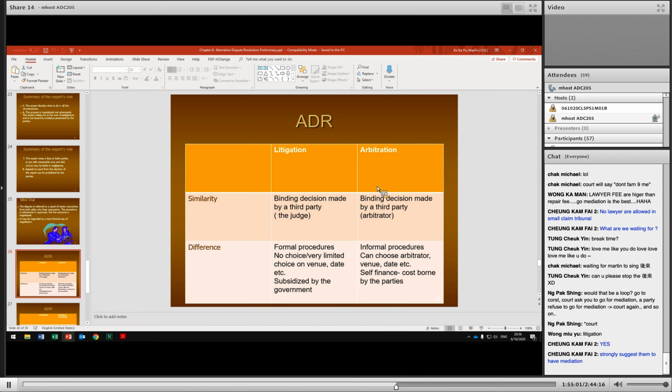both litigation and arbitration involve a binding decision made by a third party. In litigation, the decision is made by the judge. Okay? In arbitration, the decision is made by the arbitrator. So don't think that the arbitrator is only making suggestions. Right? He's not only making suggestions. He's not a mediator. He will make a binding decision. Okay?